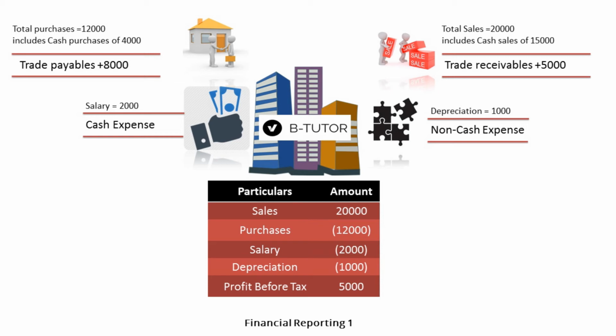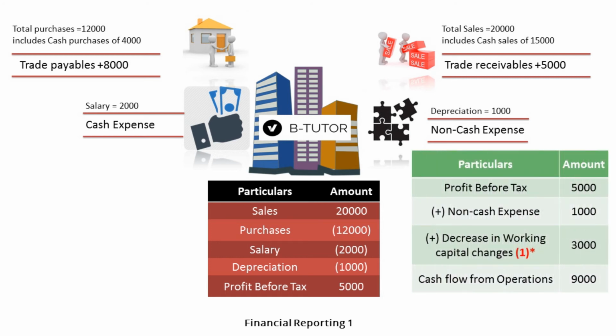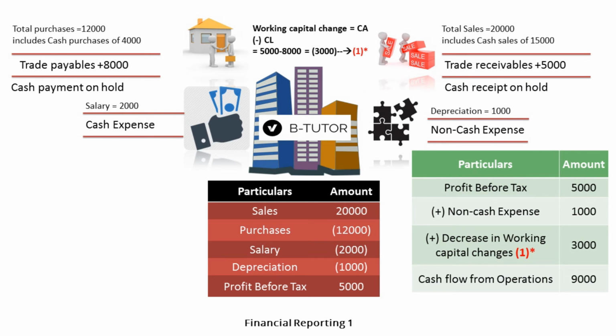Take profit before tax as base, so our profit before tax will be 5,000 as per calculations. Remember, the statement of profit and loss will be accounted on accrual basis. So to profit before tax of 5,000, add non-cash expense of 1,000, which is depreciation. Add working capital changes. See working note number 1 above. Working capital changes is equal to current assets minus current liabilities. There are trade receivables amounting to 5,000 and there is an increase in trade payables amounting to 8,000. 5,000 minus 8,000 is negative 3,000, which means a decrease in working capital.